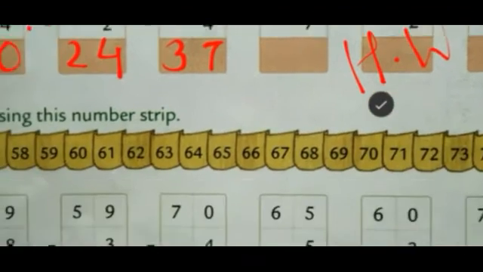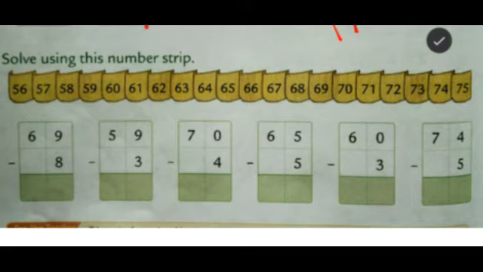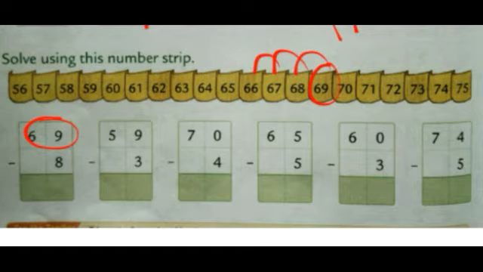Okay? See the next question. Again, it is also the same. Solve using the number strip. What is the first one? 69 minus 8. First circle the bigger number. And now how much we have to subtract? 8. 69 we will first mark on the number strip. And now we have to go back 8 places. 1, 2, 3, 4, 5, 6, 7, 8. We reach 61. So 61 is the answer.